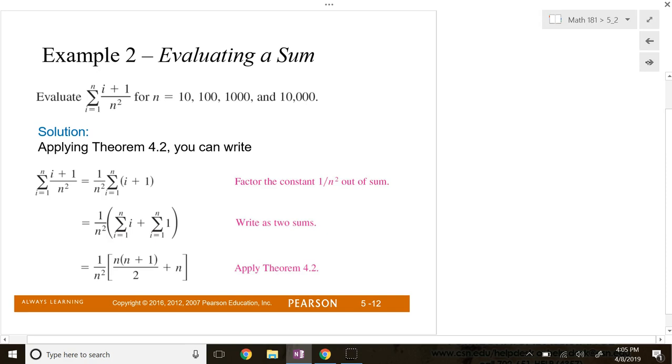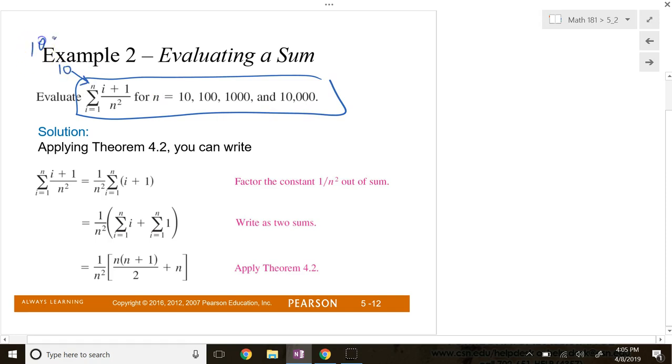Here's an example where it can come in handy for you. If you're evaluating this, first you want to do it up to 10, and then they want you to do it after you do it for 10, then do it for 100, and then do it for 1,000, then do it for 10,000. Well, that's frankly quite a bit, right? So you can split it up. You can take this, you can split it up.